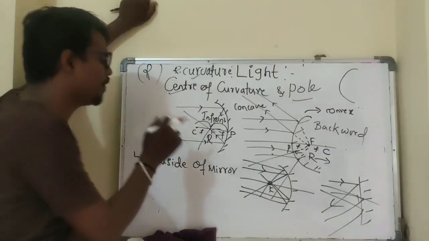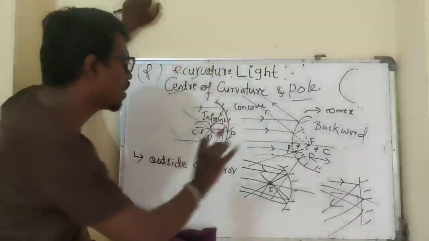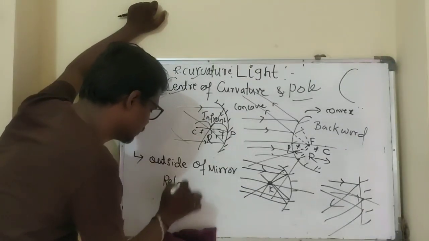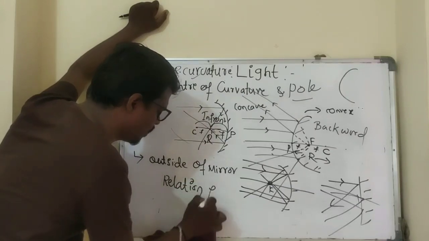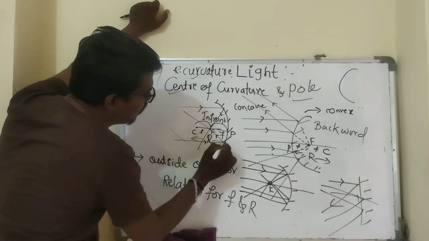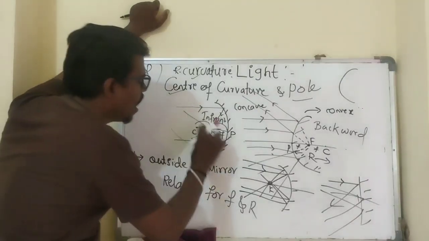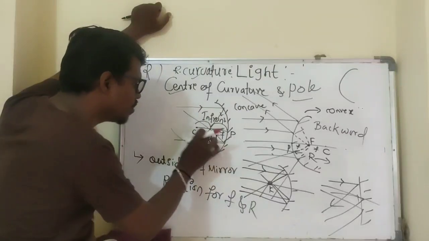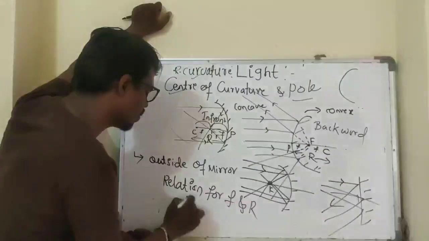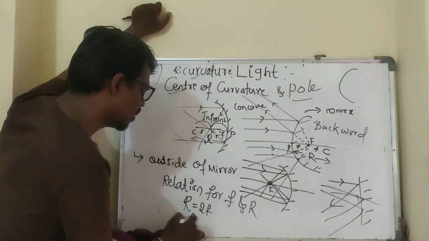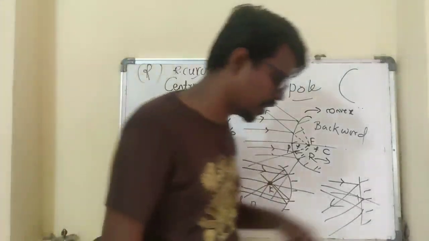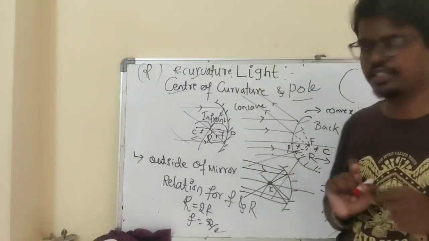Okay. Here I will write the relation between focal length and radius of curvature. This is a one mark question: relation for F and R. Here the total is R, and this is half of it. So R equals 2F. If F is 2, then R is 4; 2 into 2 is 4, which means R equals 2F. Next, F equals R by 2. This is the relation formula for focal length and radius of curvature.